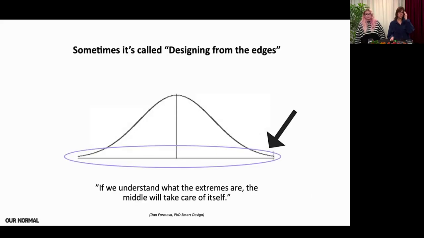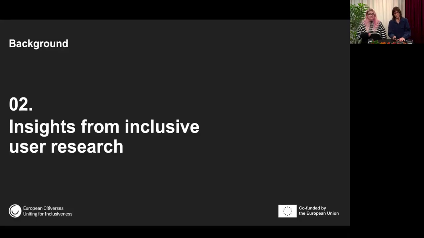So what we do is sometimes called designing from the edges. And I like to quote this saying also, if we understand what the extremes are, the middle will take care of itself. And we are really trying to listen deeply into voices of persons who are experiencing exclusion in society today and in city and event experiences. And then how can we use this for designing for the many also. So that was just a very few words about universal design and the method. And please reach out if you're interested in learning more or discussing it, because we really like this topic.